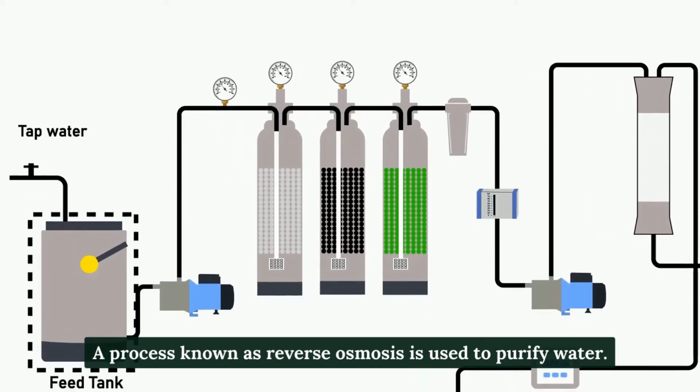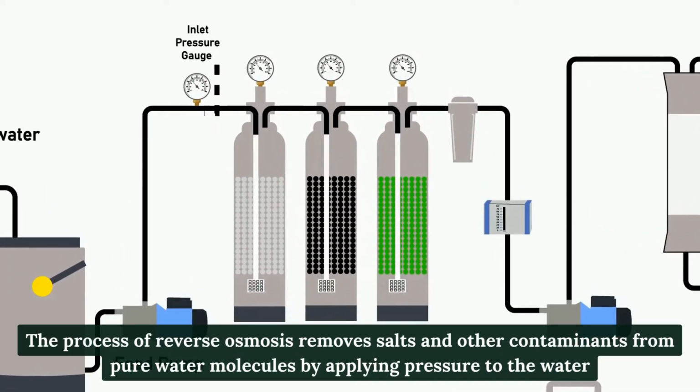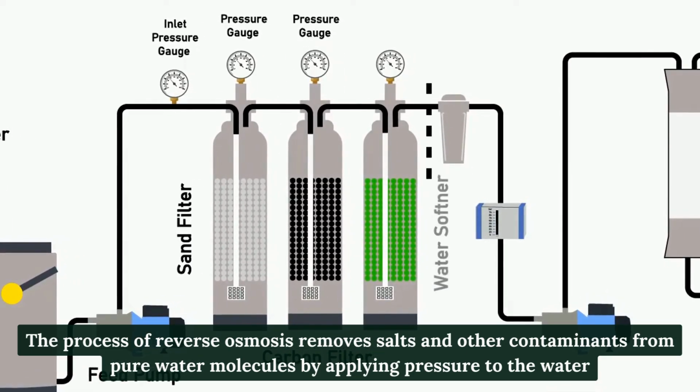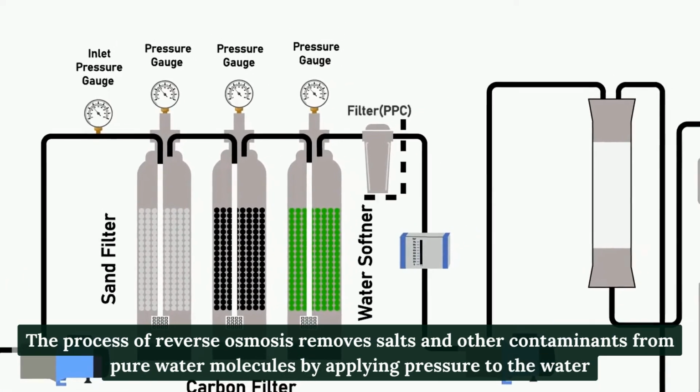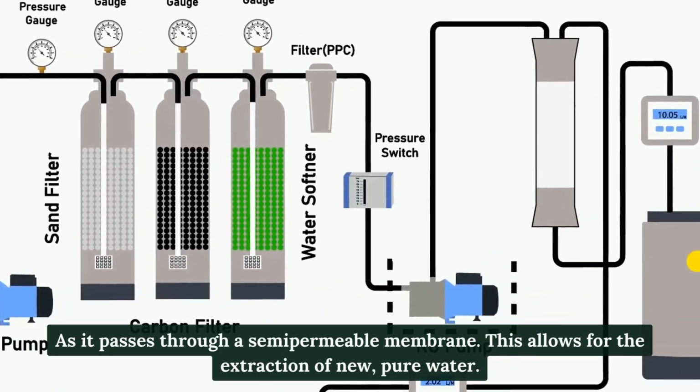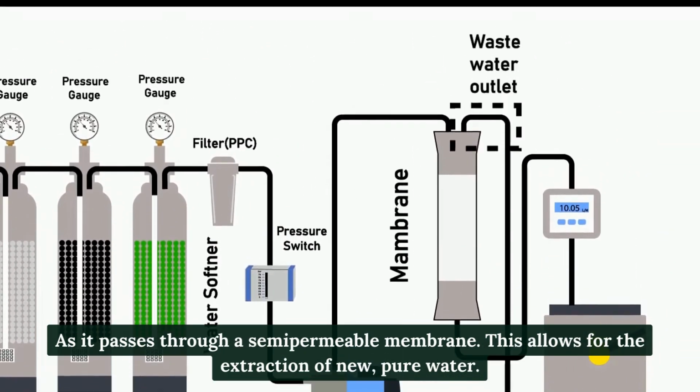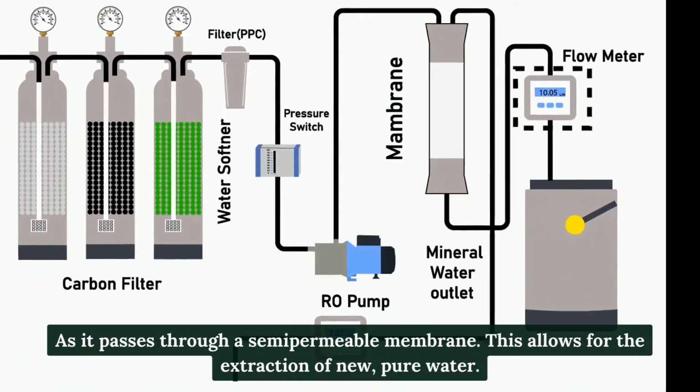Step 1. A process known as reverse osmosis is used to purify water. The process of reverse osmosis removes salts and other contaminants from pure water molecules by applying pressure to the water as it passes through a semi-permeable membrane. This allows for the extraction of new, pure water.